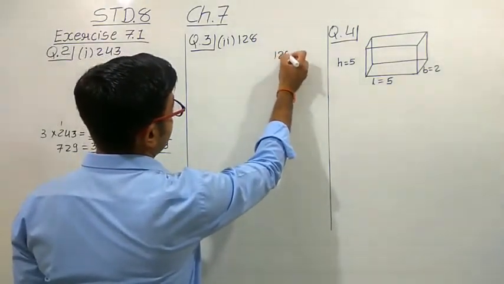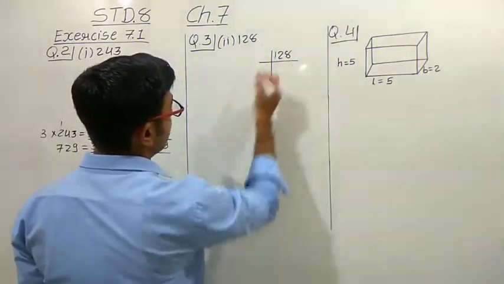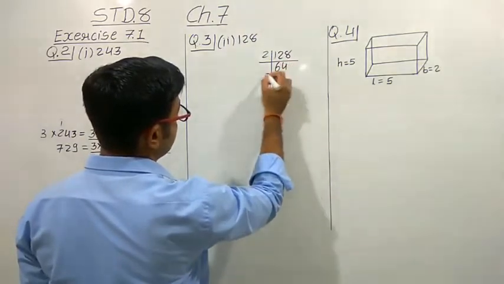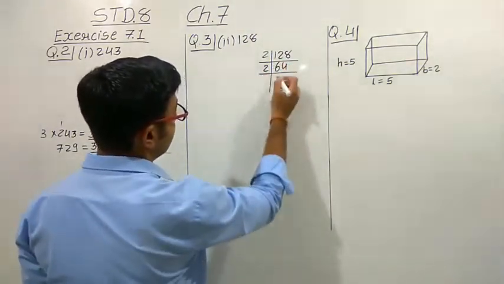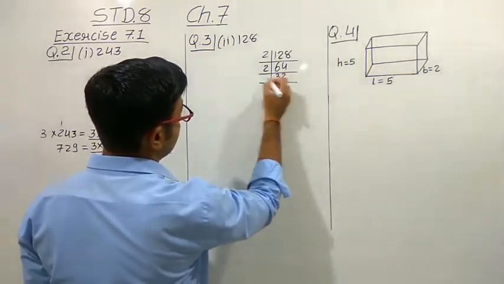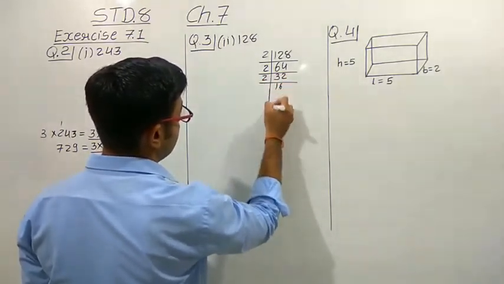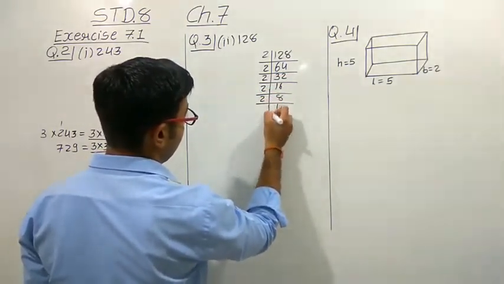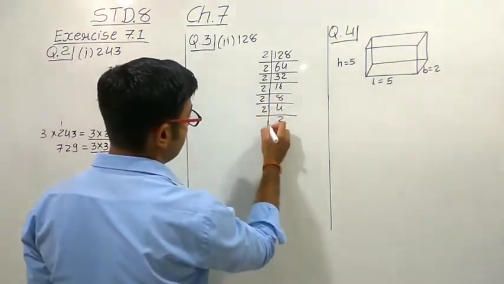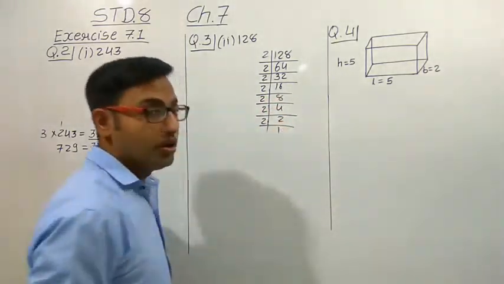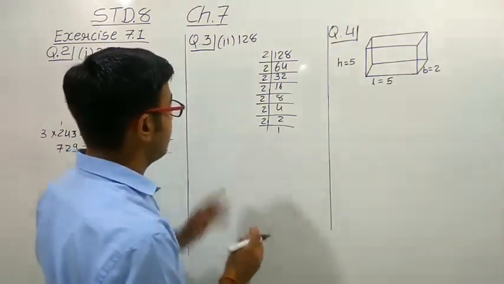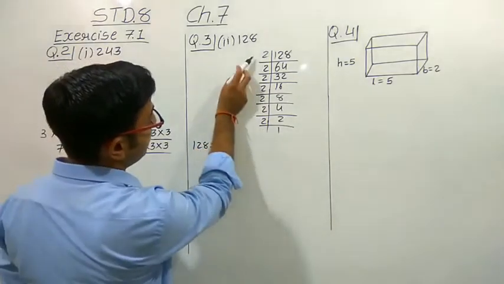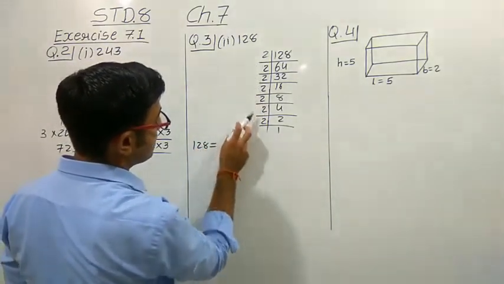So let us divide it by 2. When we divide it by 2, we get 64, since 2 6s are 12 and 2 4s are 8. Again when we divide by 2, we get 32. Again we get 16. Again with 2 we get 8, then 4. Again we divide by 2, we get 2, and again we divide by 2, we get 1. So this is how we factorize this 128. So we can write 128 as a product of how many 2s? 1, 2, 3, 4, 5, 6 and 7.